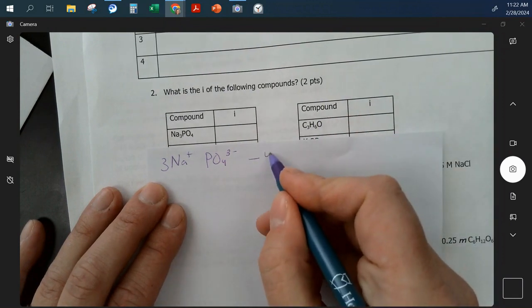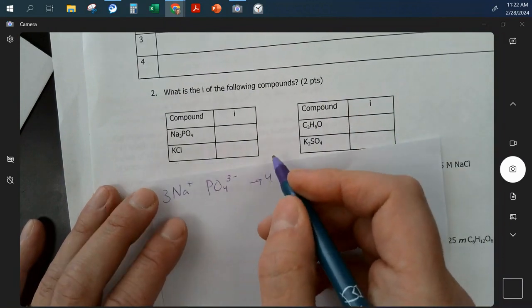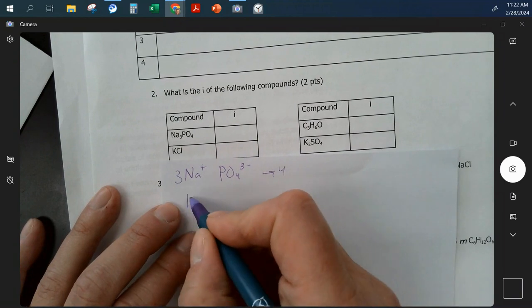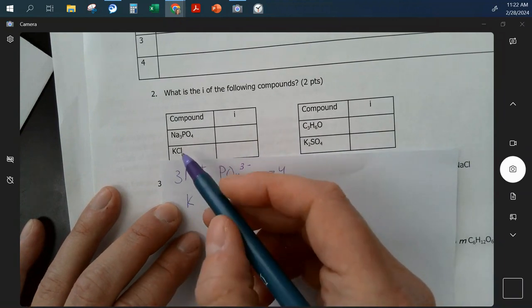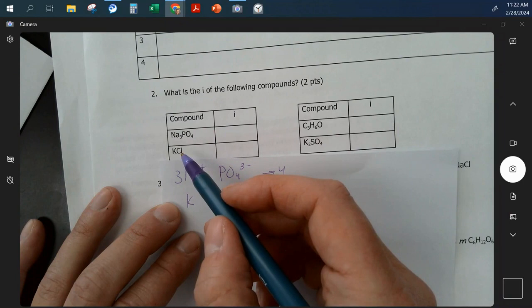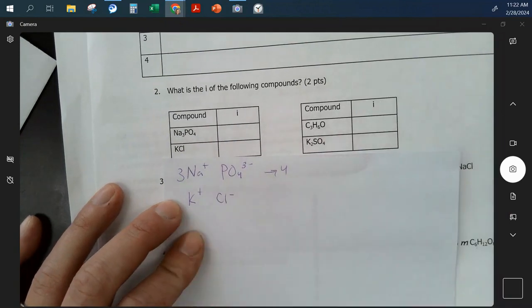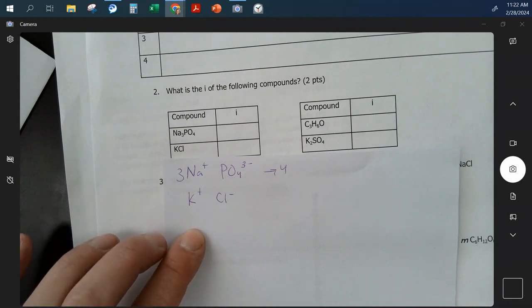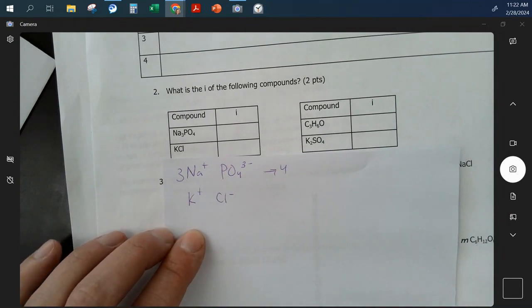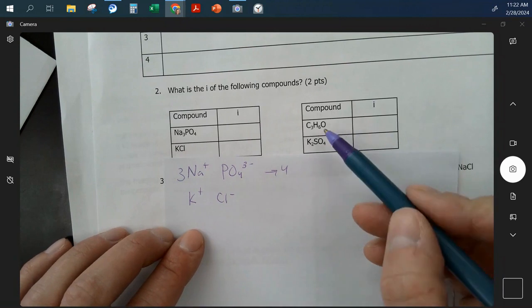Okay, how about the next one? How many is this going to give us? 2. We got potassium and chlorine. Okay, it's a metal and a nonmetal. If it's a metal and a nonmetal, when we add it to water, it will split into its ions. Okay, how about this one?